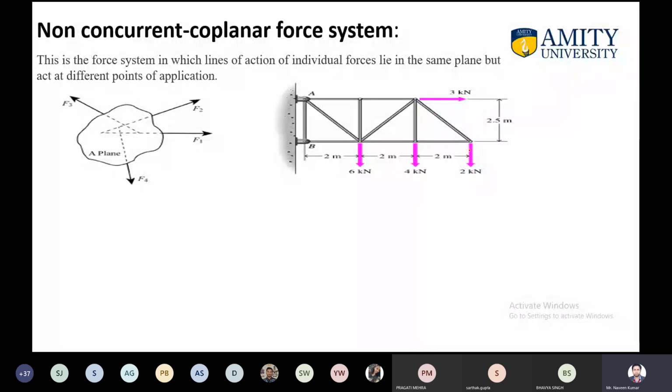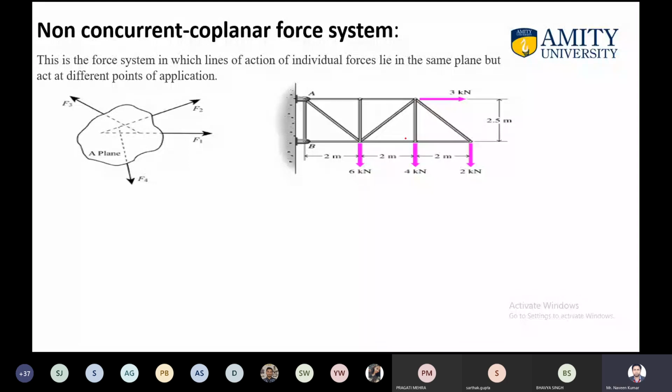Similarly, in the case of a beam, different point loads are acting at different points, so that is also a non-concurrent coplanar force system. Simply, if anybody asks you the meaning of a non-concurrent coplanar force system: a force system in which forces are in a common plane but do not intersect at a common point, so they have different points of application, or you can say different lines of action.